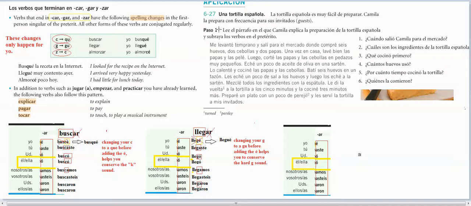Okay, and lastly we have ZAR verbs. If you remember from when we were making the words luz and lápiz plural, those are words that ended in Z. You had to change your Z to a C before you added the ES, and that's because in Spanish they don't like to end up with a Z next to an E. So if I have the verb almorzar, what I'm supposed to do to conjugate is to get rid of this AR and keep my stem, almorz, and then I would add the endings.